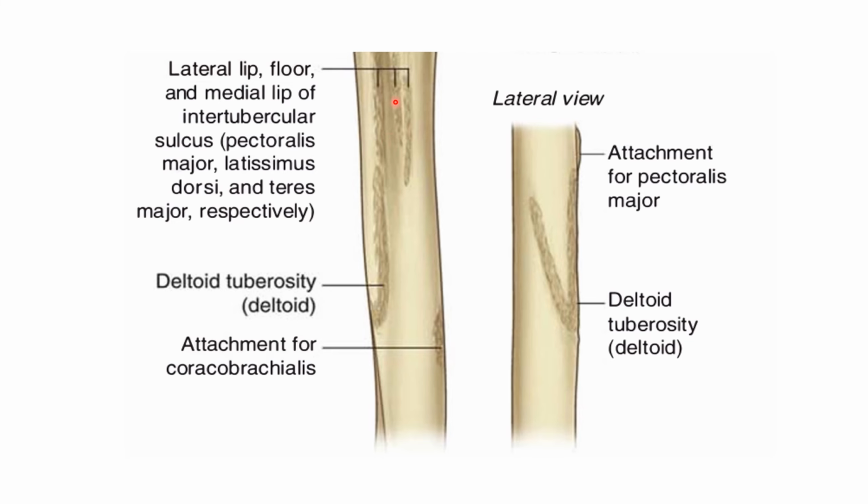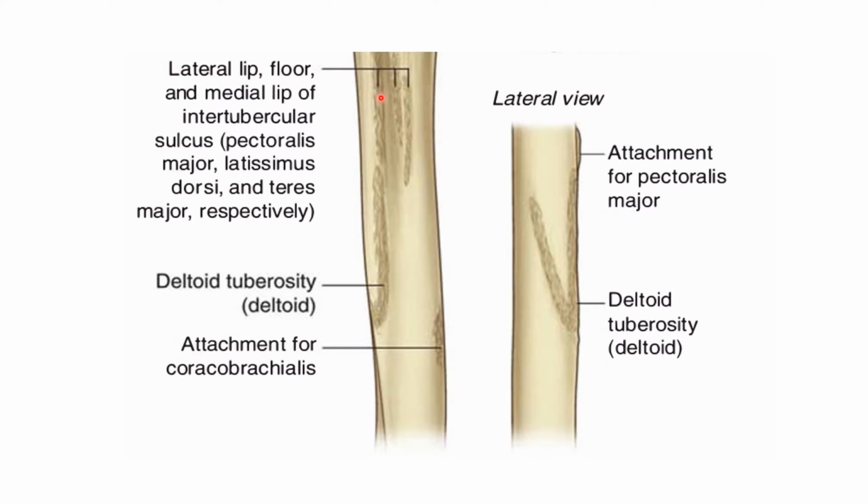So here we have the intertubercular sulcus or the bicipital groove at this point. And this is whereby we have the lateral lip and we have the medial lip. Then here is the bicipital groove or the intertubercular sulcus, which provides site for the attachment of these muscles, the pectoralis major, latissimus dorsi, and the teres major respectively.